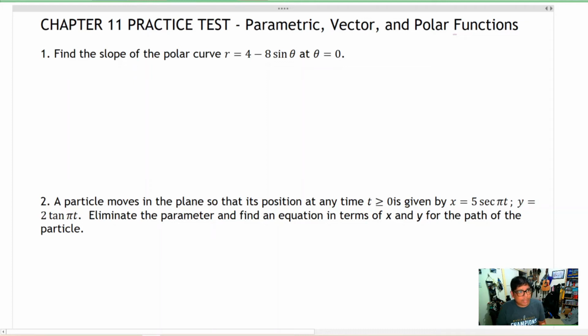Well, hey there, everyone. Today we're going to be looking at the Chapter 11 practice test, questions 1 through 5, starting with number 1. Find the slope of the polar curve r equals 4 minus 8 sine theta at theta equals 0.